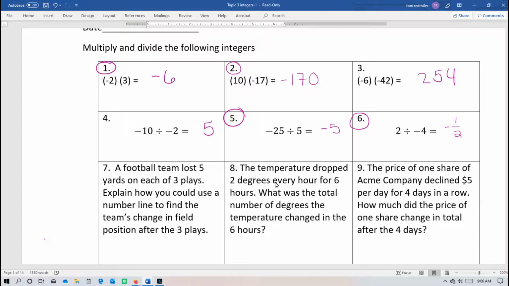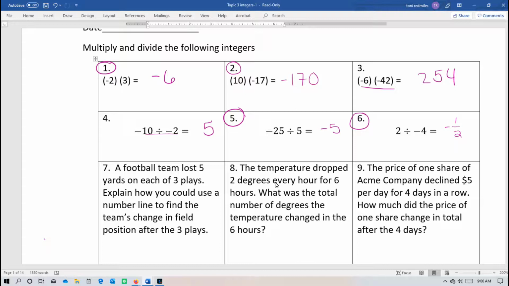Now these other ones are positives, because they both have the same sign. These two, okay, they have the same sign. It goes to positive. So then I just multiply my numbers. 6 times 42 is 254, and 2 divided into 10 is 5.